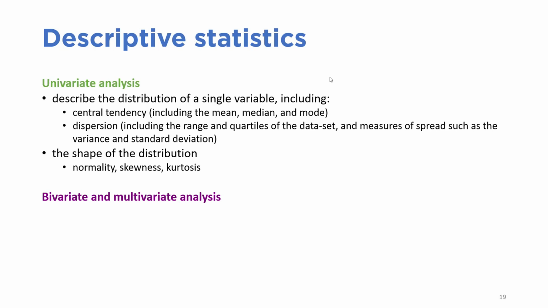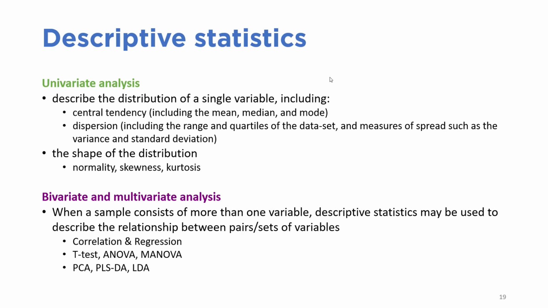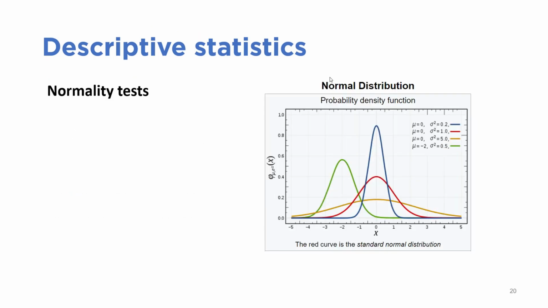And then you can also do bivariate and multivariate analyses. This is when the sample consists of more than one variable, and descriptive statistics may be used to describe the relationship between pairs or sets of variables. So now you're going to compare groups and figure out if they correlate, or if there's a relationship you can model with a regression, or perhaps you want to know if your hypothesis-driven research and observations behind that are significantly different. You can do t-tests, ANOVAs, and then also things like PCAs, PLSDAs, and LDAs. I've got all of this in the descriptive statistics category, but some of these may not be exactly that. I'm trying to group everything for everybody to understand it, but there are exceptions and ways to bend these in either direction.